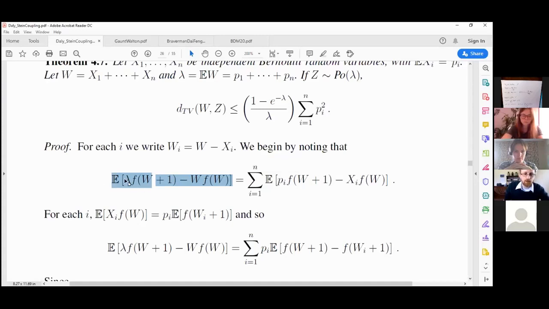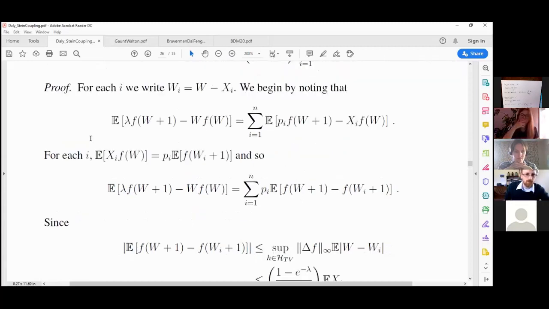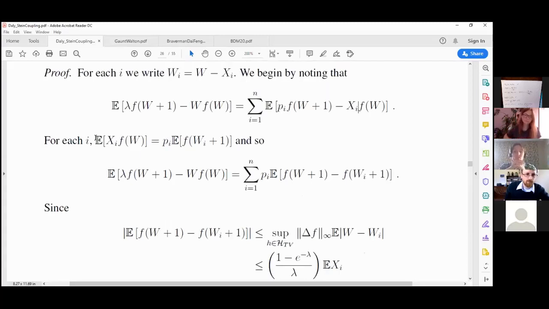So this is the sort of object I want to bound. Let's replace lambda by the sum of the pi's. We'll replace w by the sum of the x's, and pull the sum out of the expectation.